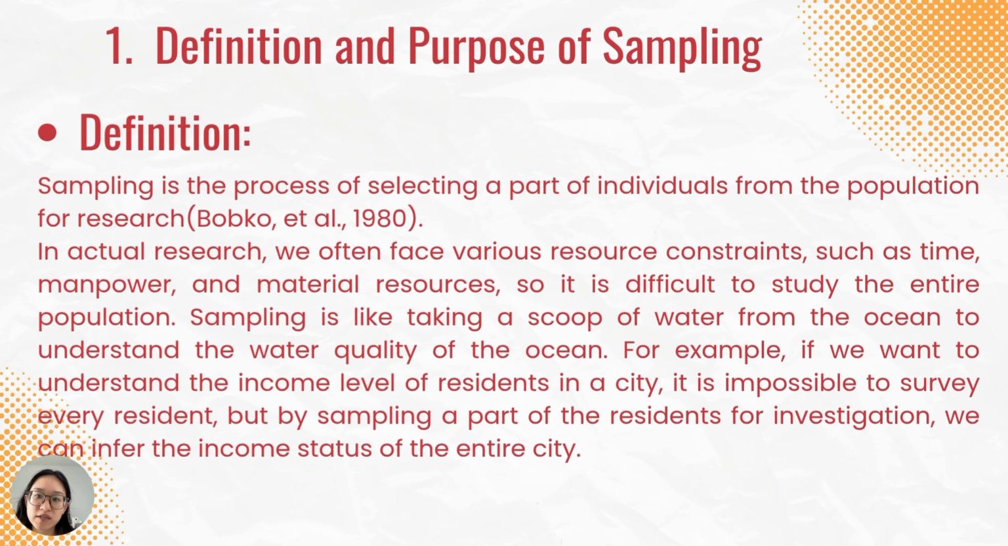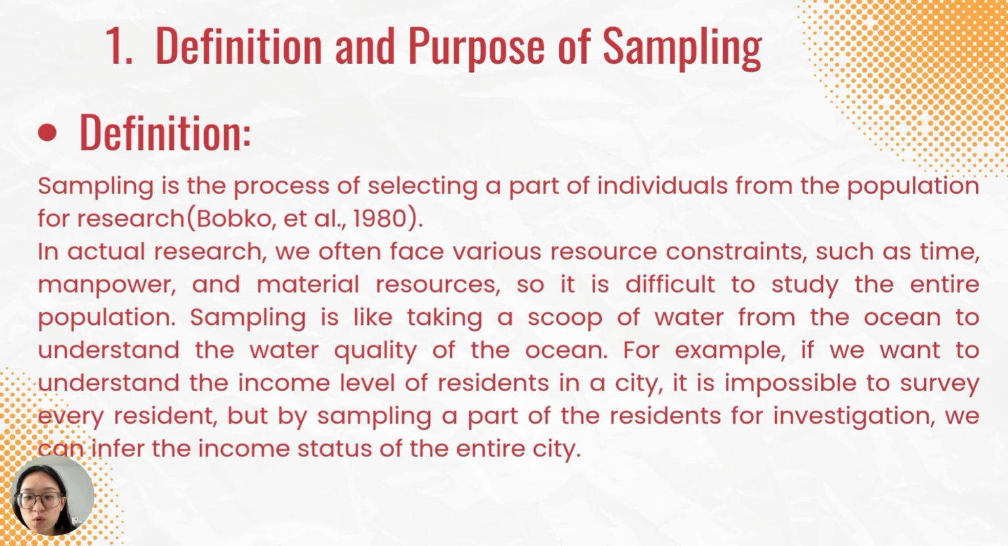Now I will introduce the types of sampling to you guys. First, let's define sampling. Sampling is the process of selecting a part of individuals from the population for research. In actual research, we often face various resource constraints, such as time, manpower, and material resources. So it's difficult to study the entire population. Sampling is like taking a scoop of water from the ocean to understand the water quality of the ocean.